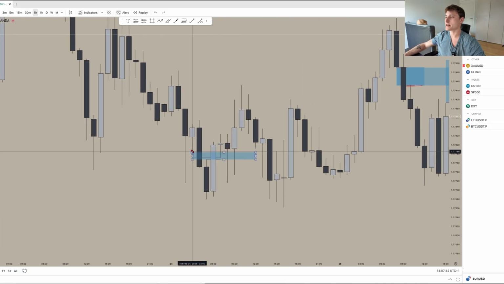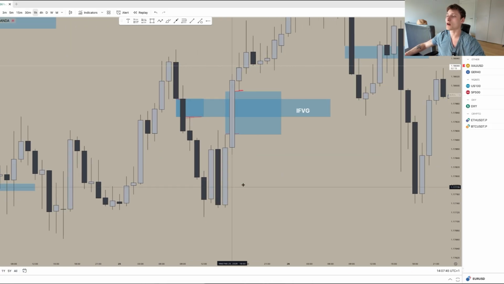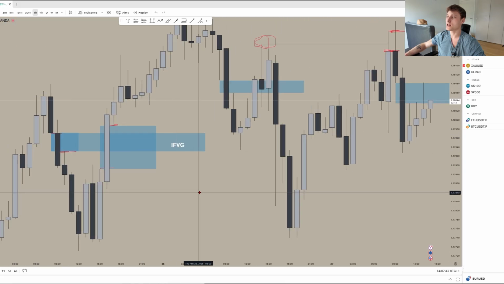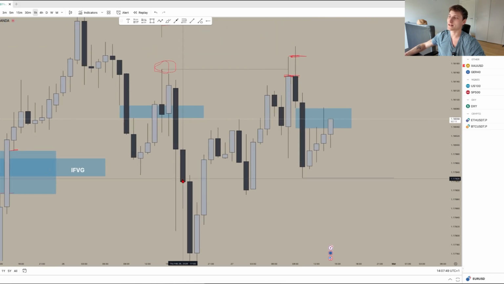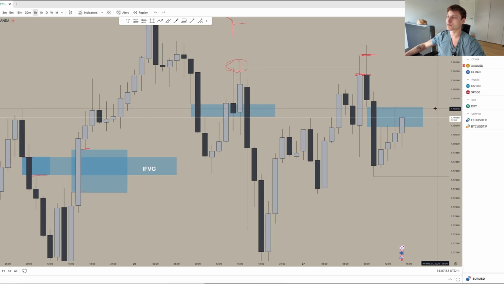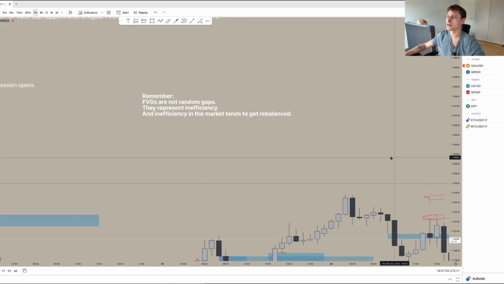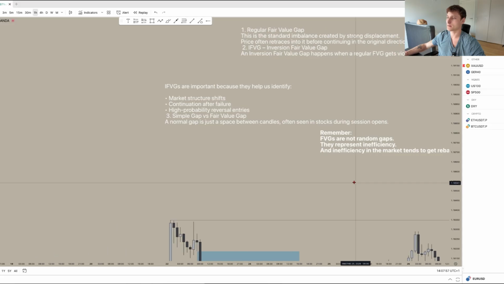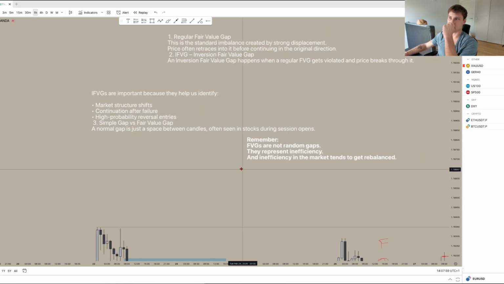But as you can see, the price is not moving perfectly, so you won't usually see this type of fair value gap. You could see different ones, and you should just understand that when this area has been broken down or broken up, this is an inversion fair value gap. So this is quite easy. So how are IFVGs important? They help us to identify market structure shifts.